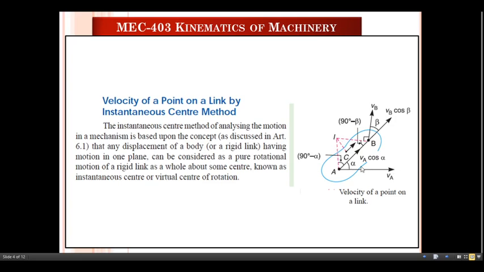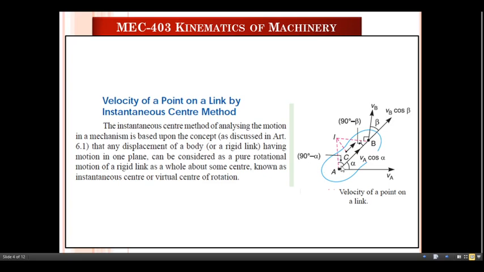So what about the component of this velocity in the direction of this? If you see the angle made by VA with the line joining points A and B, it is nothing but alpha. At the same time, the angle made by this component with the line passing through points A and B is nothing but beta. So the component in the direction of AB is VA cos alpha. Similarly, the component in the direction of AB is VB cos beta.